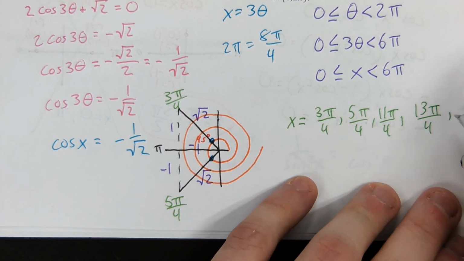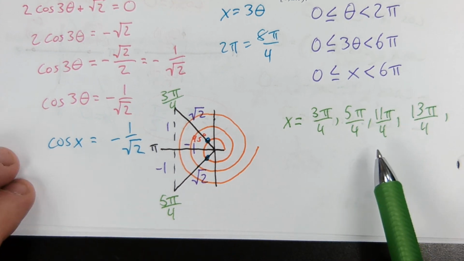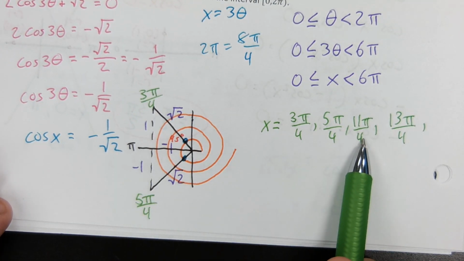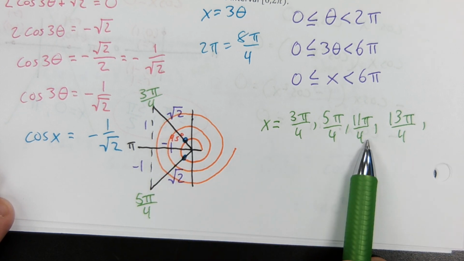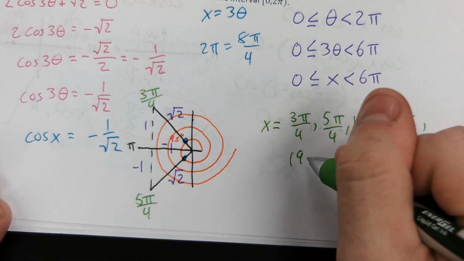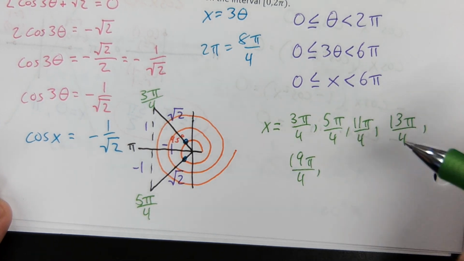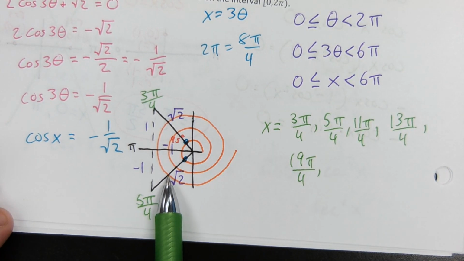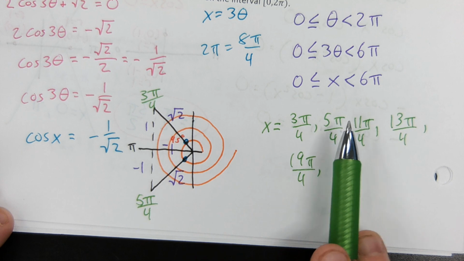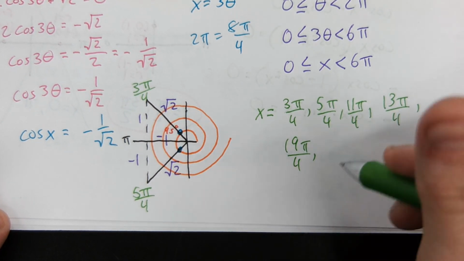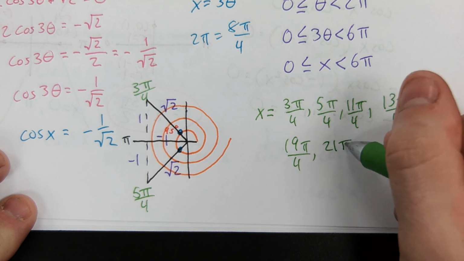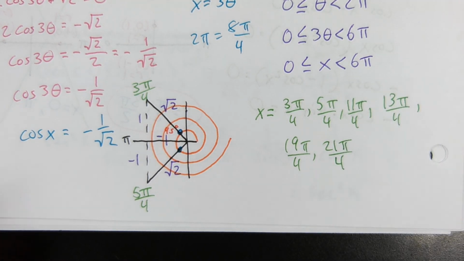I ran out of horizontal space, so unfortunately I will have to come down here. Then we hit this one, which is 2 pi after that, 19 pi over 4. And then lastly, this one, which is 2 pi more than that, 21 pi over 4. We're not done, don't back up. Those are the answers for x.